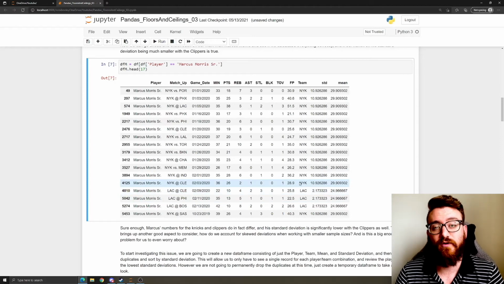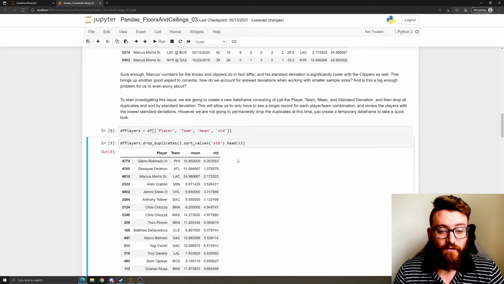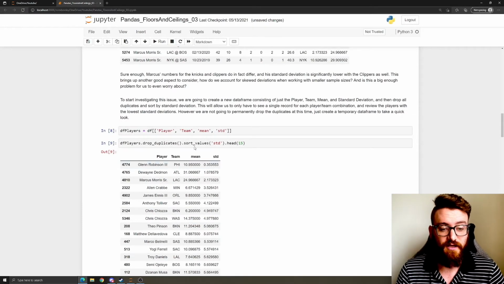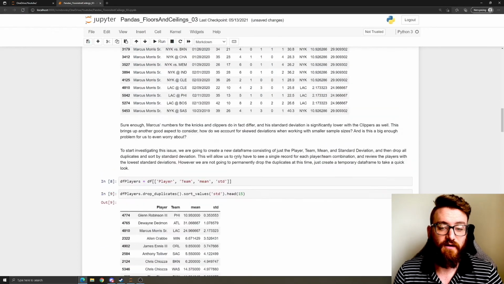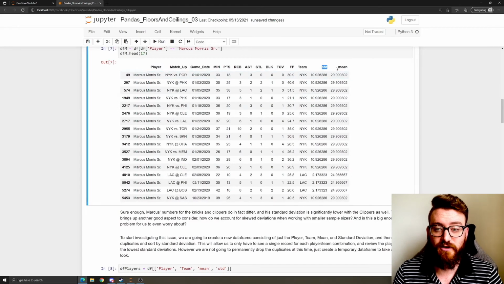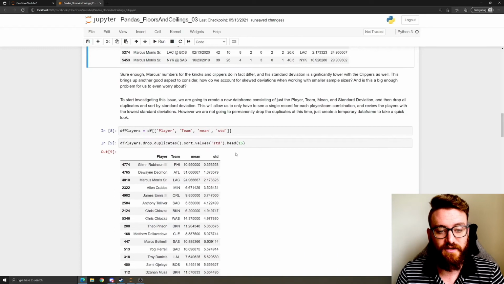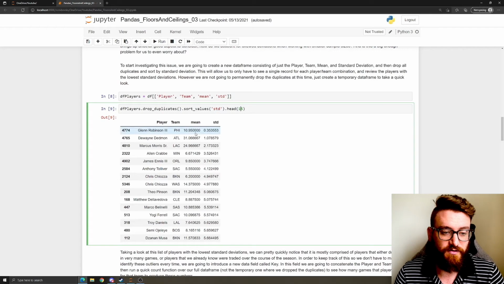So how do we factor in how many games they've played? How do we calculate that without manually going through and tallying them up? Well, first off, we're going to create a new data frame that's just going to be our players, their team, their mean, their standard deviation, because as far as that's concerned, we don't need all of this. We don't need their specific fantasy points. We're just interested in standard deviation, mean, team, and player for this purpose, because those are going to be the things that matter. And in reality, we could probably just do player and team, but we're going to do player, team, mean, standard deviation, and we're going to sort by standard deviation with the lowest numbers first.